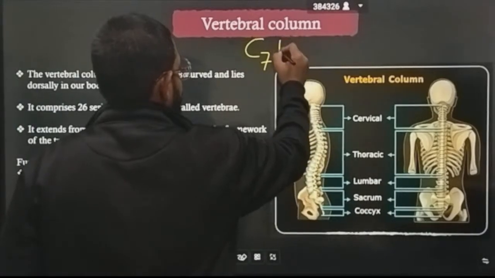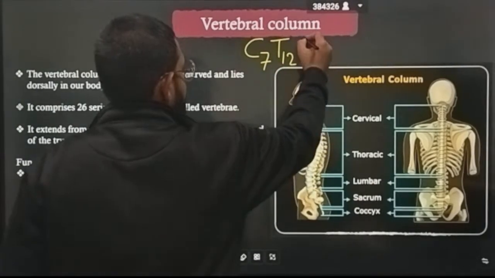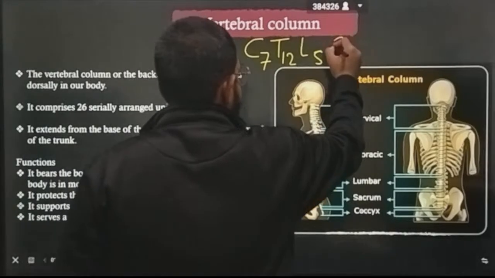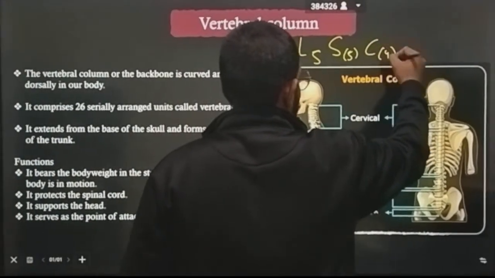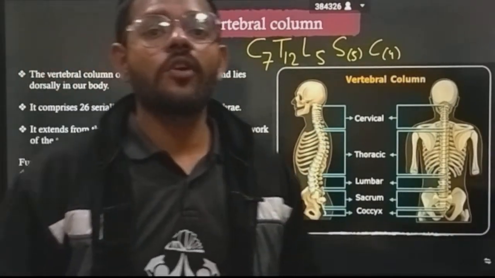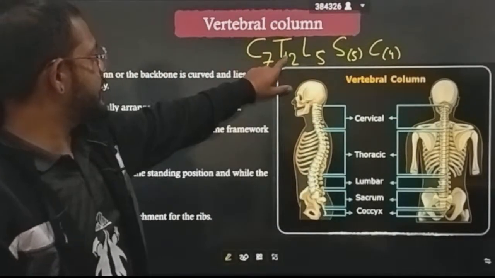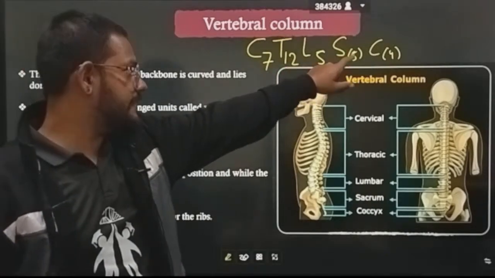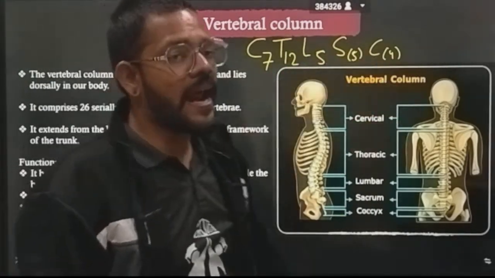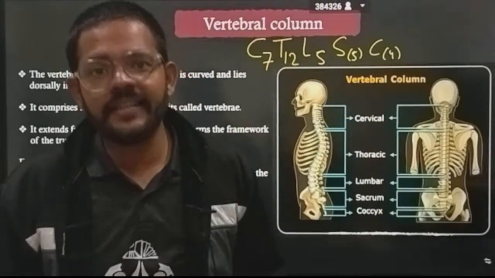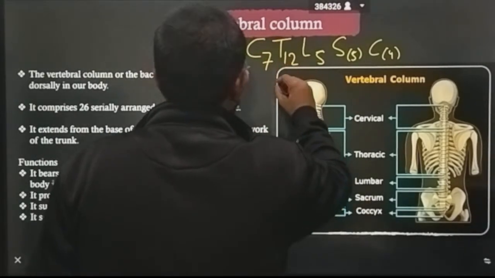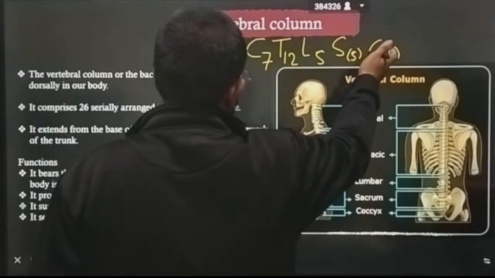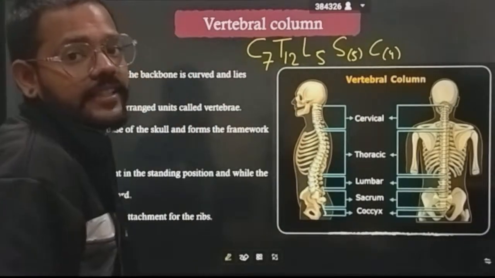C7 T12 L5 S5 (C4). This is the vertebral column formula. C7, T12, L5, S(5) in brackets, C(4) in brackets. The brackets around S and C mean that they are fused. When we total them, 7 plus 12 plus 5 plus 1 and 4... the total will be 26.